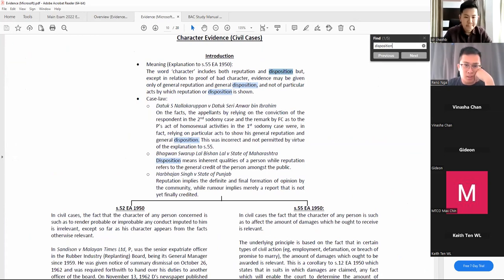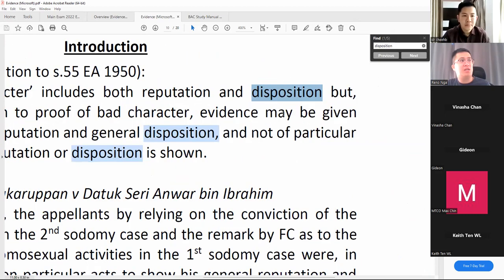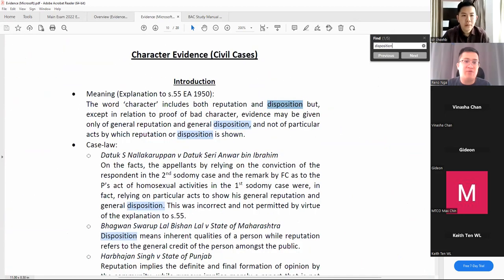I think to answer Sue, like Dr. Chi said, you must differentiate civil and criminal first, because the wording, disposition and general reputation, if I'm not mistaken, is for civil. But when you mention section 54, section 54 is for criminal. So they are different things. But I can share my general understanding for civil, if I still remember correctly.